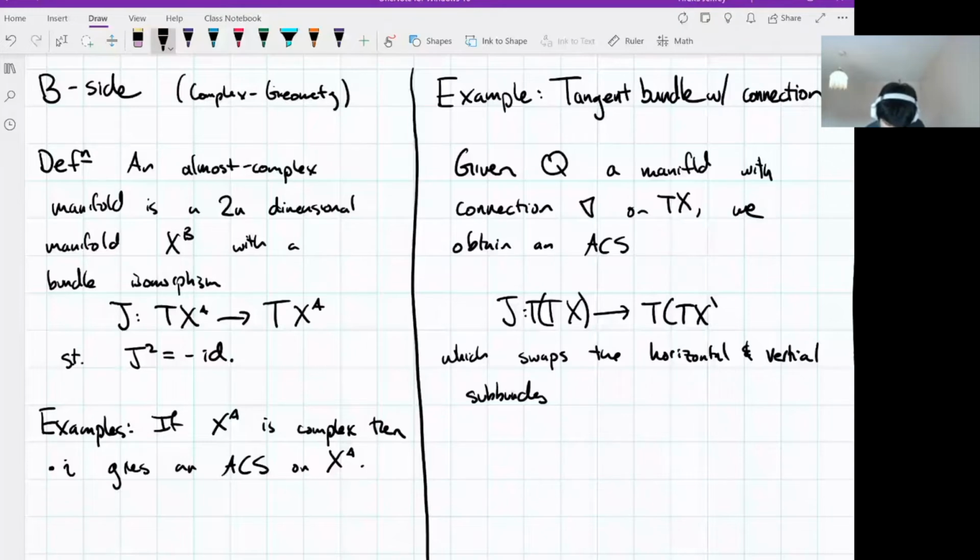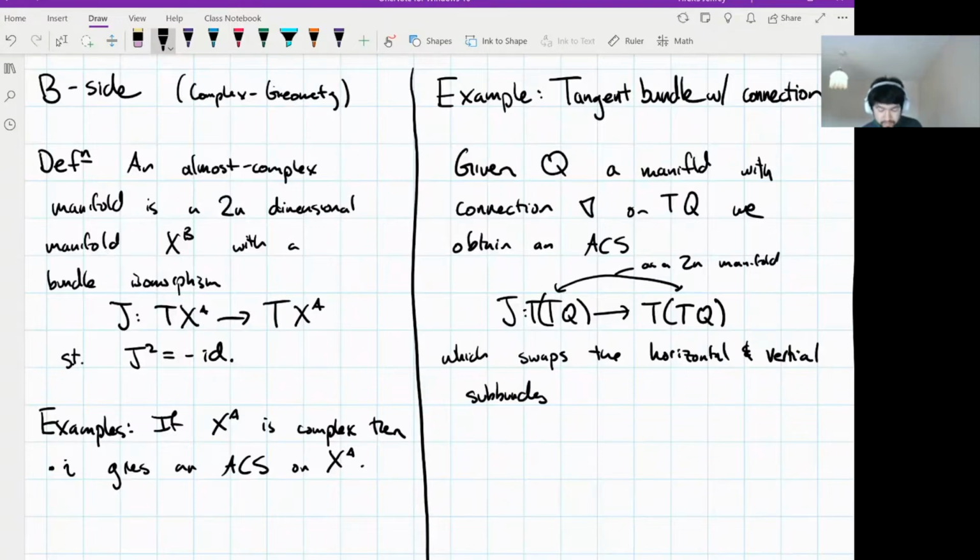It should be, I apologize, I've made a lot of mistakes here. So given Q a manifold with connection, that's a connection on the tangent bundle of Q, thought of as a bundle over Q, you obtain an almost complex structure on the tangent space of Q, now thought of as a 2n dimensional manifold, which swaps the horizontal and vertical subbundles of TQ.